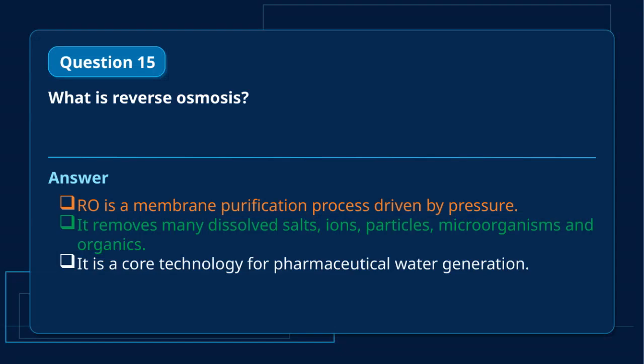Let's talk about reverse osmosis, or RO for short. Essentially, it's a membrane purification process that uses pressure to push water through a special membrane. This membrane acts like a filter, removing a wide range of contaminants, including dissolved salts, ions, tiny particles, microorganisms, and organic compounds. Because of its effectiveness in producing very pure water, reverse osmosis is a key technology in generating pharmaceutical-grade water, which is crucial for many medical and laboratory applications.